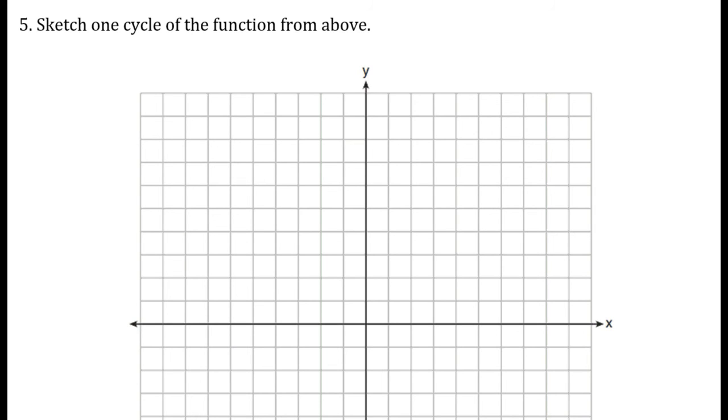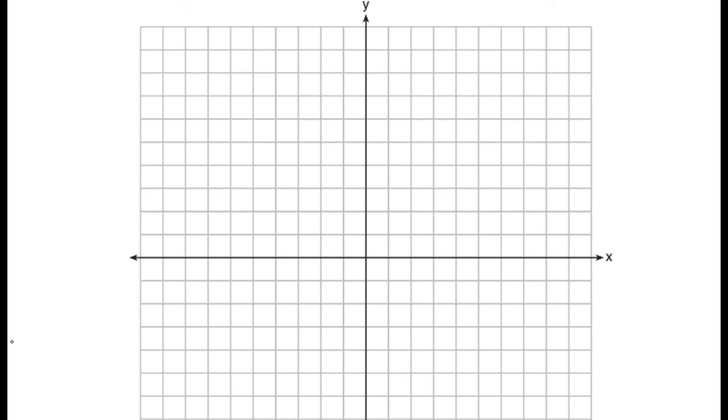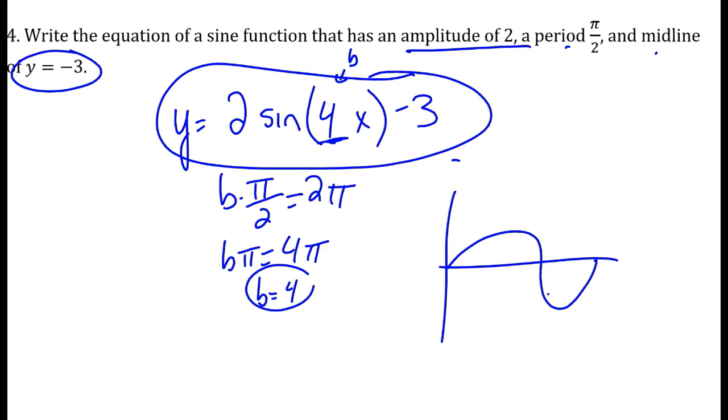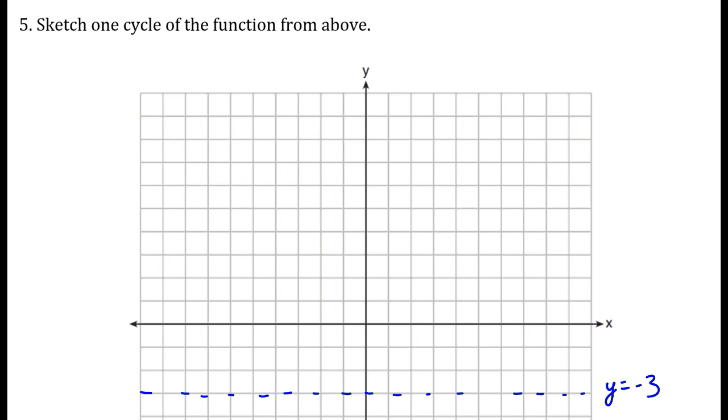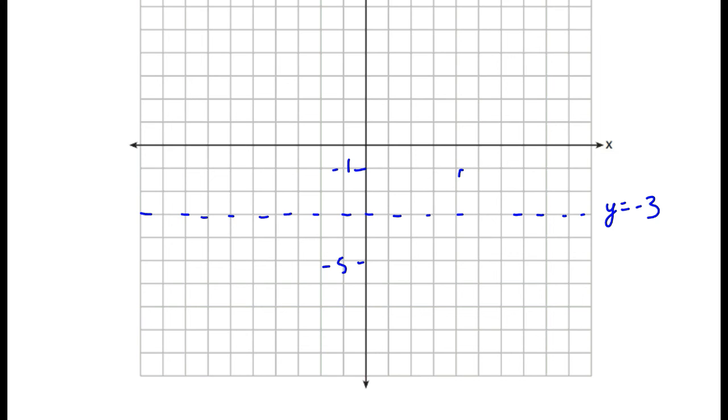Number 5, sketch one cycle of the function from above. Okay, we had an amplitude of, let's go with +2. Let's make our life easy. It's a positive sine curve. It goes up 2 from the midline. I have a midline of -3. It's the first thing I'm going to draw. -3 is my midline. That's where I'm starting. I have an amplitude of 2, which means go up 2 units from that to -1 and down 2 units from that, -5.